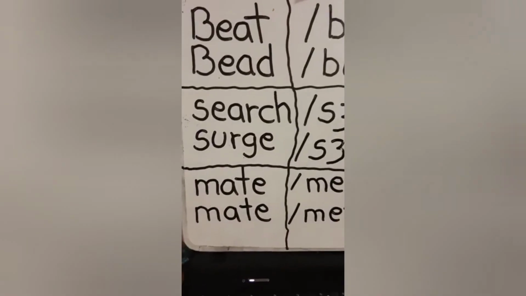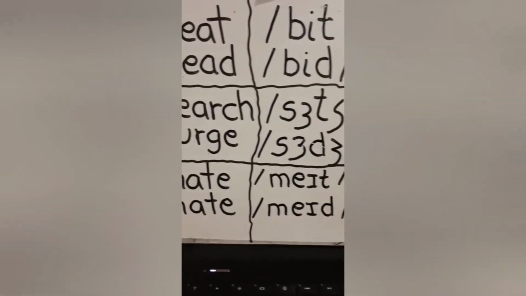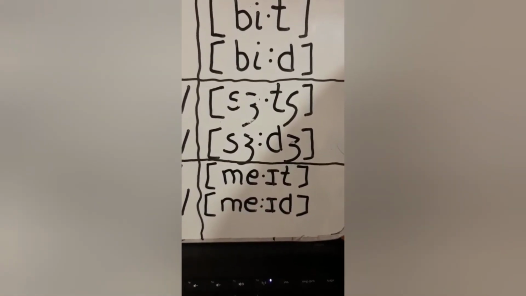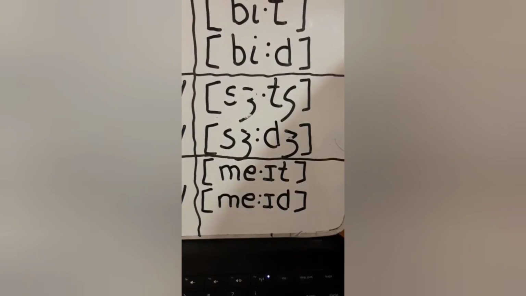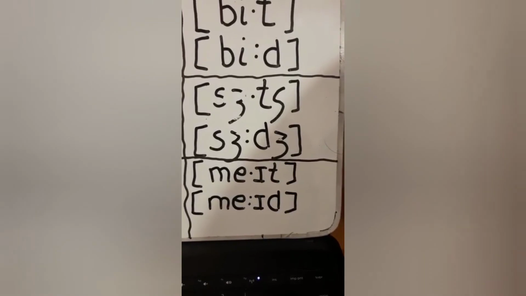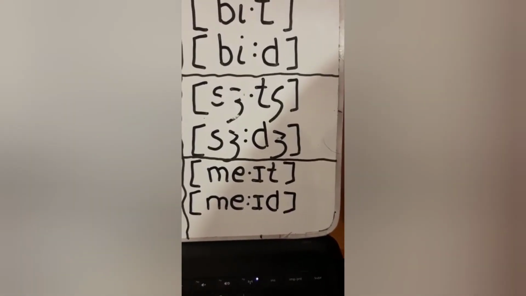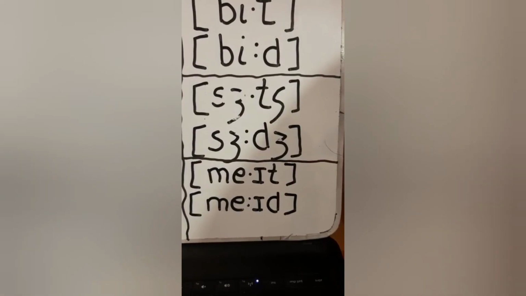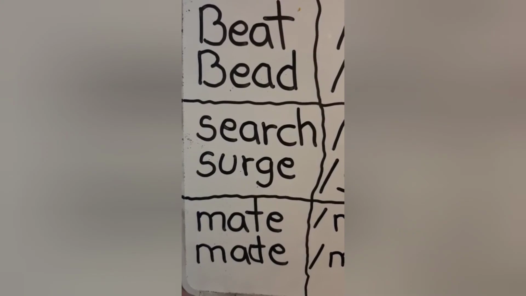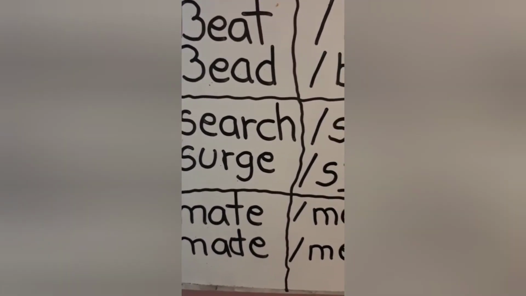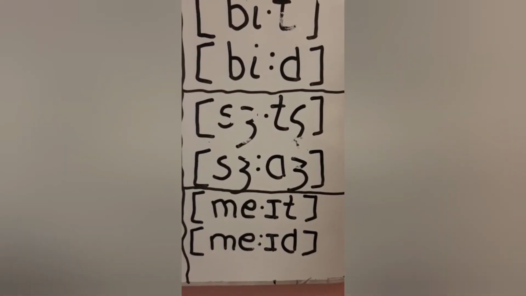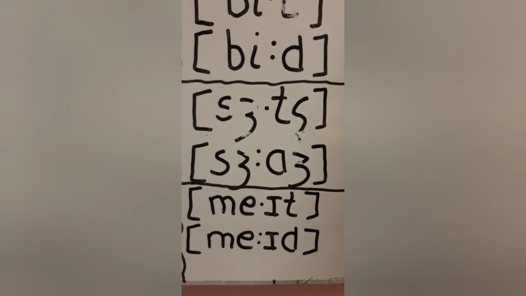In the second example we have search and search. It's necessary to mention that the allophonic transcription is the most important in order to understand the quality of vowels. The first one is search, it's short, and the second one is search, it's longer than the first one. In the last example we have made and made. So the allophonic transcription is made, short, and made, it's longer than the first.